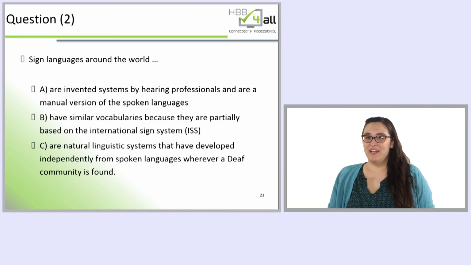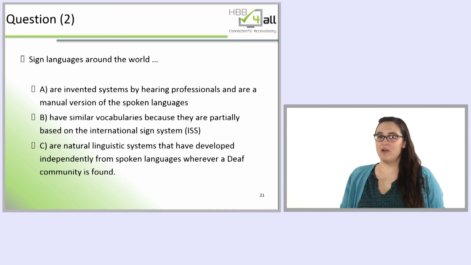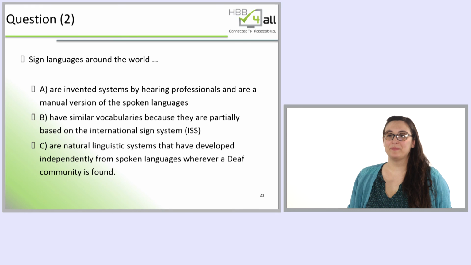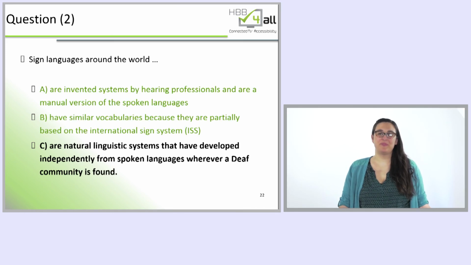Okay, so now we will answer question number 2. Sign languages around the world: A, are invented systems by hearing professionals and are a manual version of the spoken languages. B, have similar vocabularies because they are partially based on the International Sign System, or ISS. And C, are natural linguistic systems that have developed independently from spoken languages wherever a deaf community is found. And the correct answer is C.